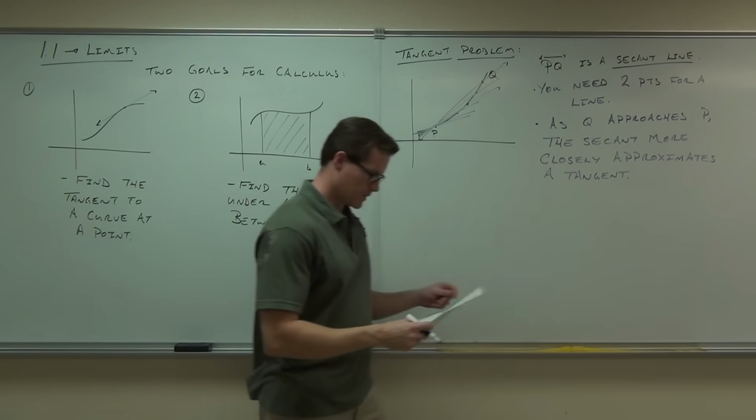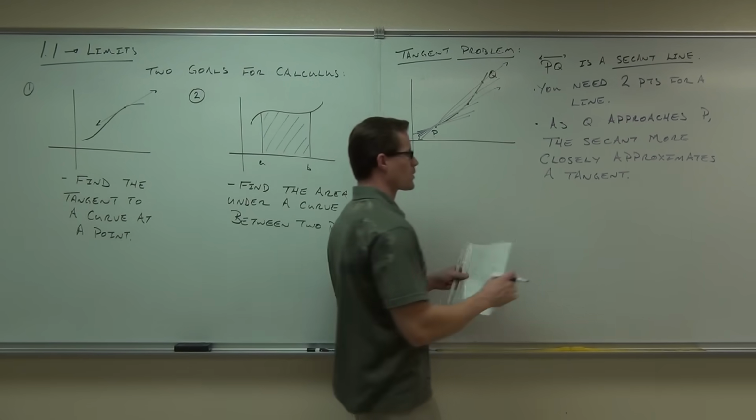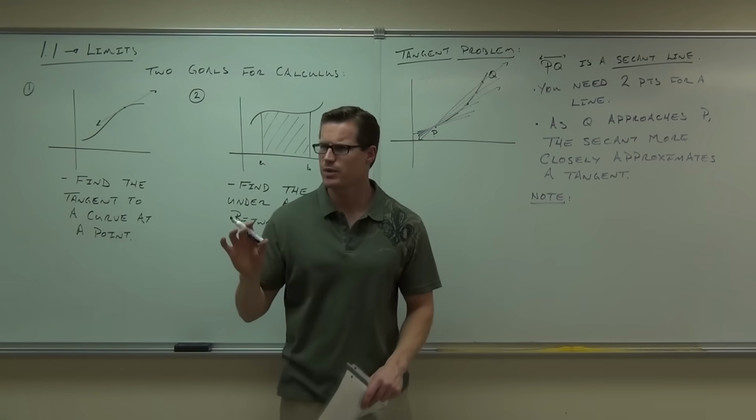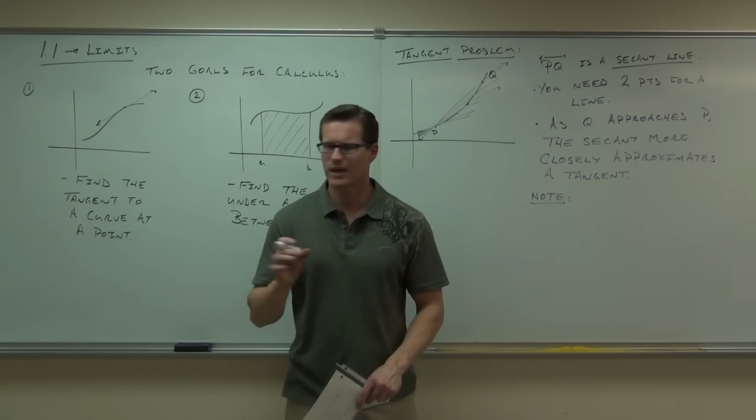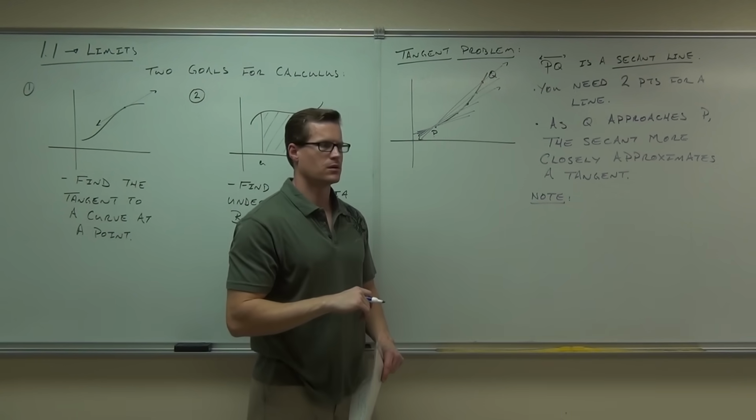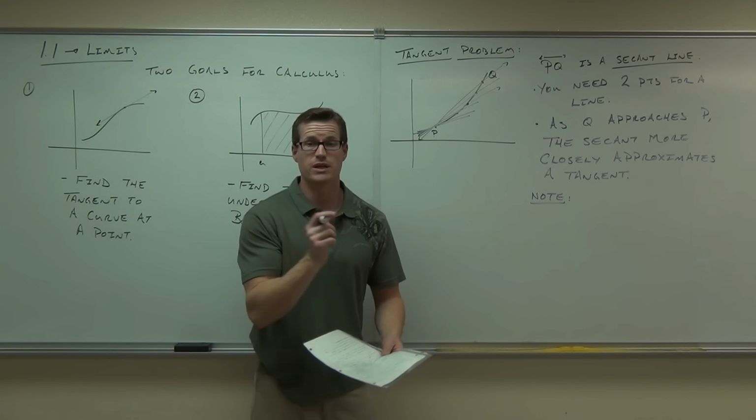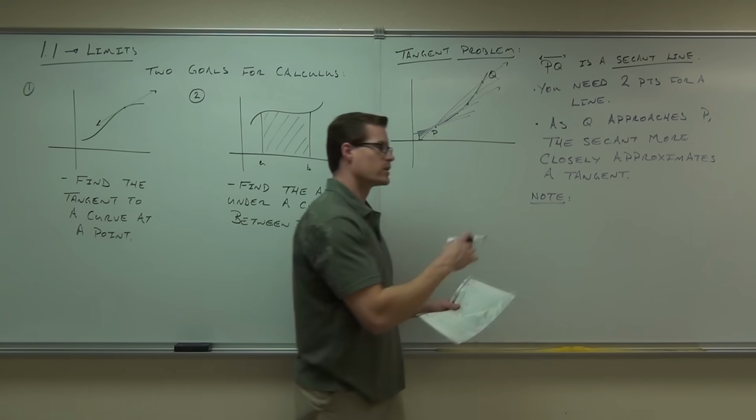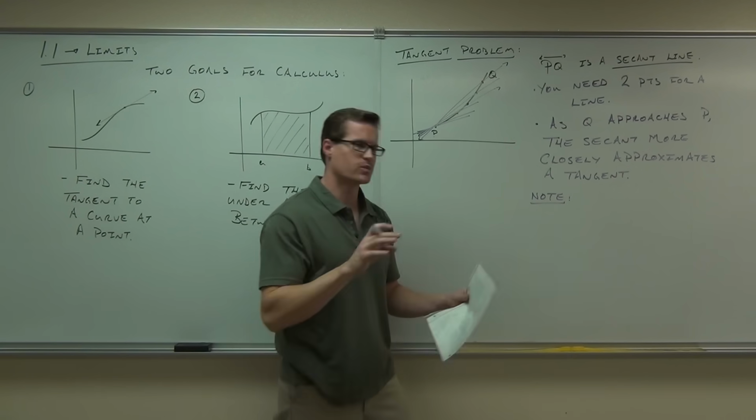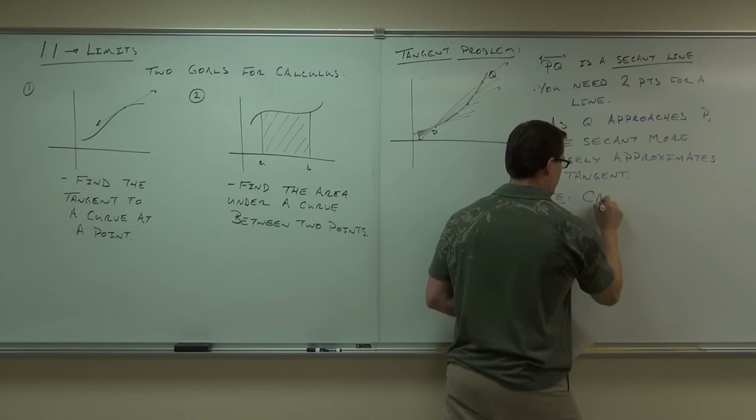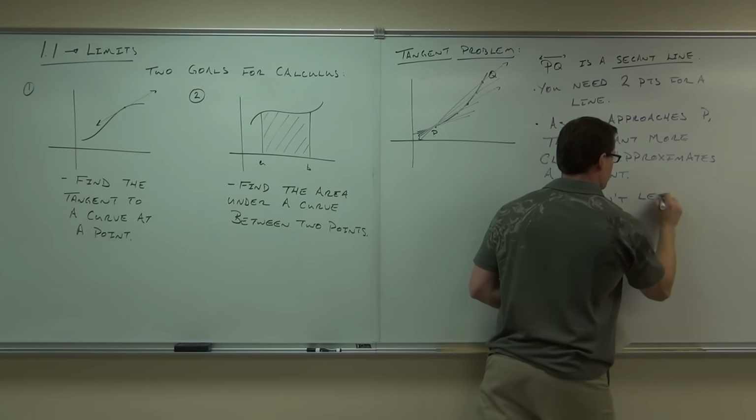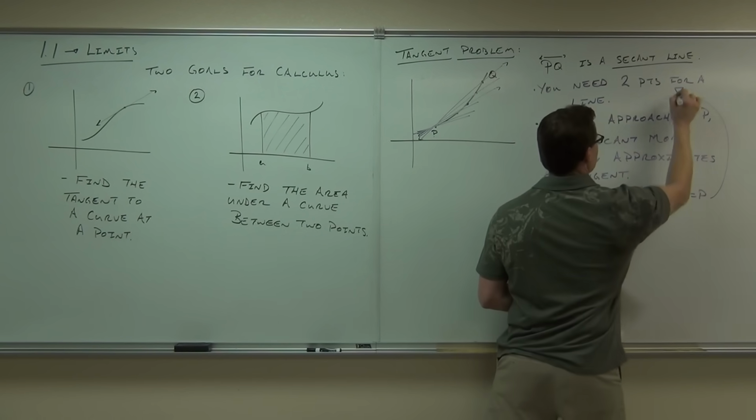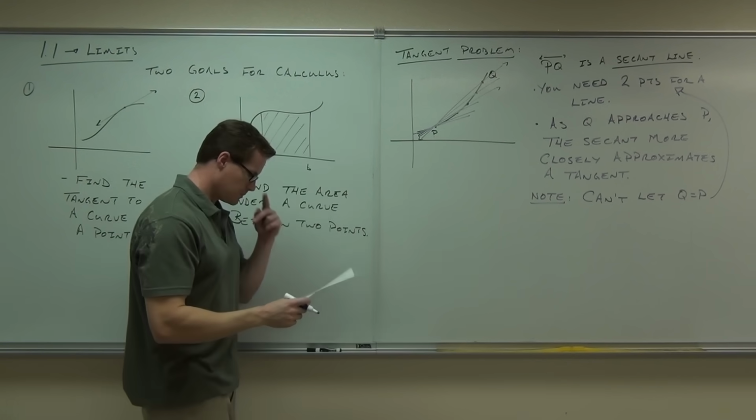Okay, that's great. One more little note. Why can't we just let Q equal P? Because there wouldn't be a difference. There wouldn't be 2 actual points. It would be the same point twice, and that's a problem. You couldn't make an equation of a line with that. So one little note, we can't just let Q equal P because we need 2 points to make a line.